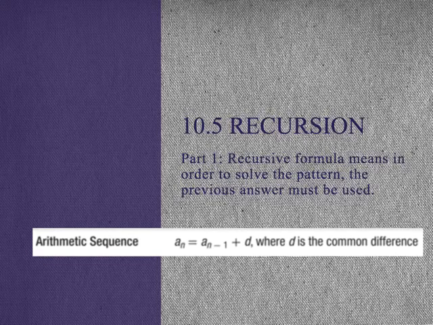10.5 recursion, we're going to look at the arithmetic sequence. In the arithmetic sequence, you need to know the previous term, which is what this denotes, the whole previous term, the previous answer. Add that to your common difference, and that will give you the next number in the sequence. So let's take a look at an example.